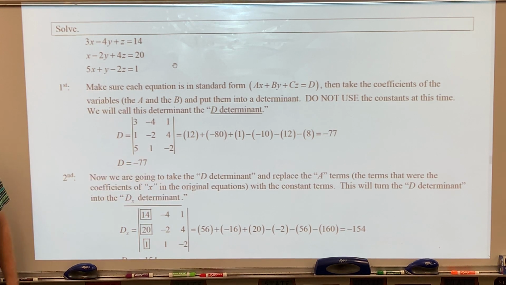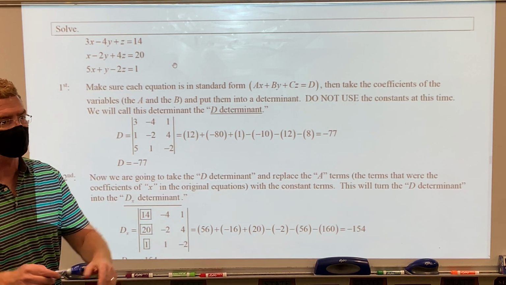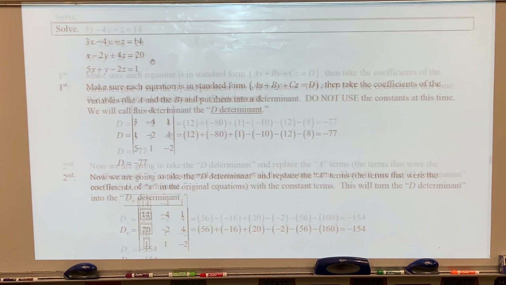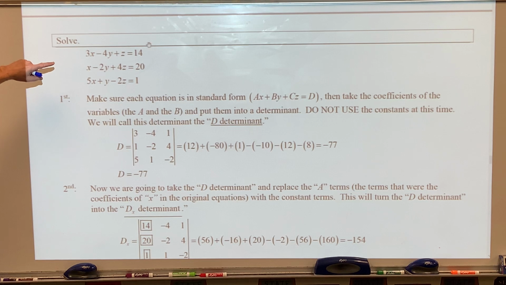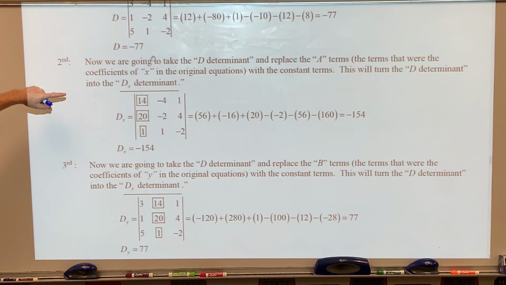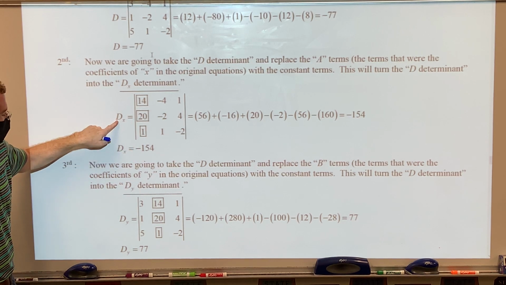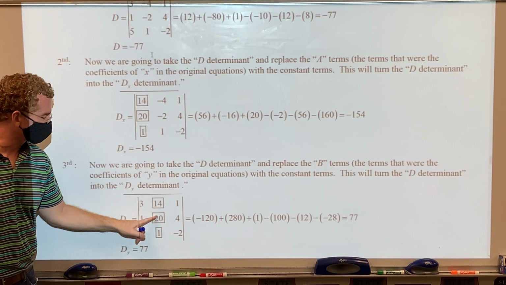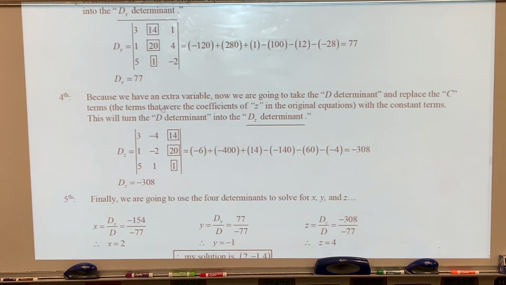All right, then I go, how do I find the dx, dy, and in this case, dz determinant? Replace the x coefficients with the answers, with the constants, right? So you see that 14, 20, and 1? I'm replacing the x column with 14, 20, and 1, if I'm finding dx. I'm replacing the y column with 14, 20, and 1 to find dy. And I'm replacing the z column with 14, 20, and 1 to find the dz.